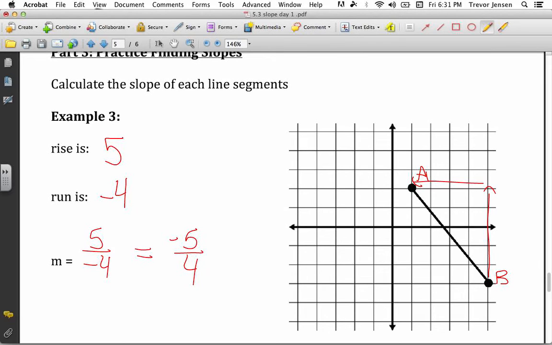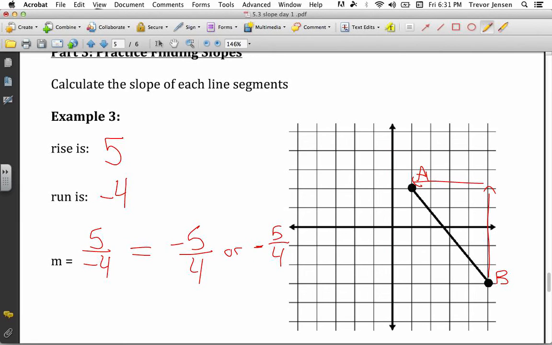Those have the exact same value, so in fact these are the exact same slopes. When you get an answer with a negative sign in the denominator only, you should actually move that into the numerator or put it out front of the fraction. So you should actually rewrite this as negative 5 over 4 or negative 5 over 4. Those all have the same value.